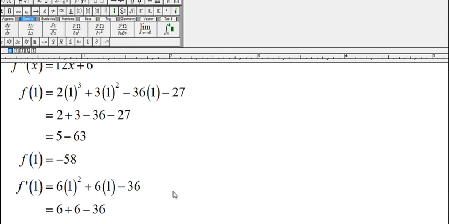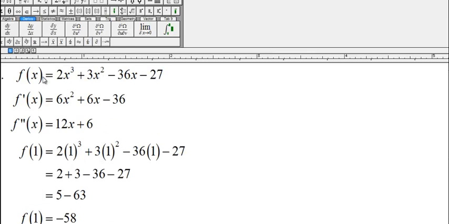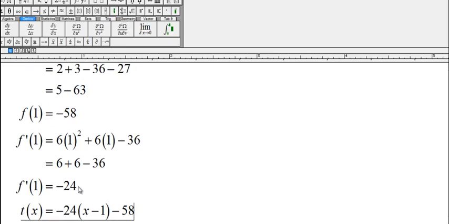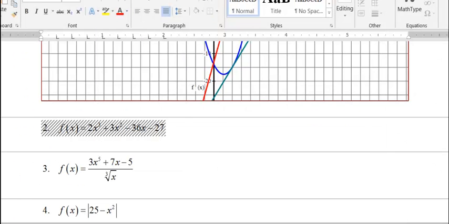Okay, so you might write these down. There's f of x, 2x cubed plus 3x squared minus 36x minus 27. F prime of x is 6x squared plus 6x minus 36. F double prime is 12x plus 6. And the tangent line is negative 24 times parentheses x minus 1, minus 58, equals t. Okay, so let's take that and graph it.